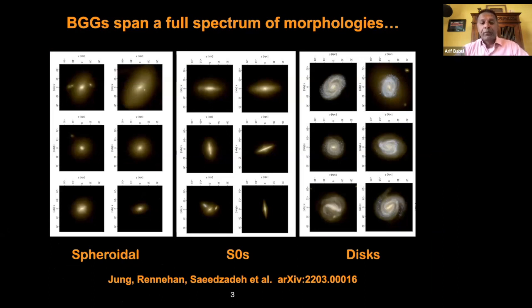Some of the highlights of this work, which has now been accepted and is available on the archive, are, I'm trying to get rid of the images that I have. There we go. Okay, that's better. All right, so some of the highlights are that the BGGs in Romulus span a full spectrum of morphologies from spheroidal S0s all the way to disk galaxies. The disk galaxies are star-forming, the spheroidals and S0s are quenched galaxies.